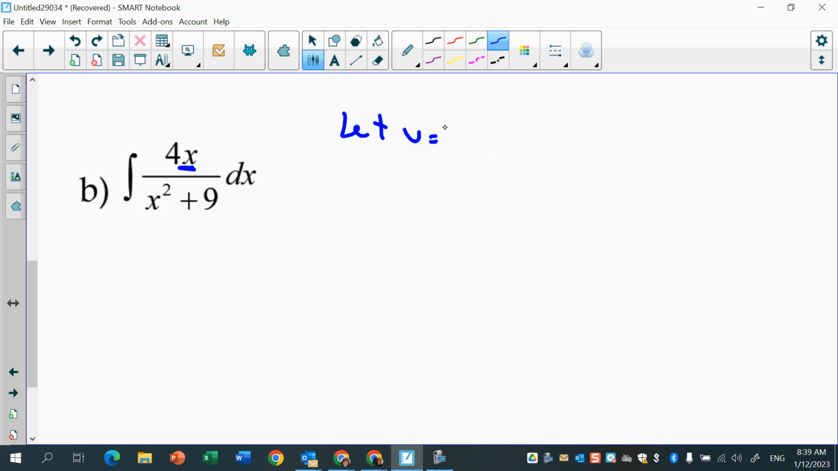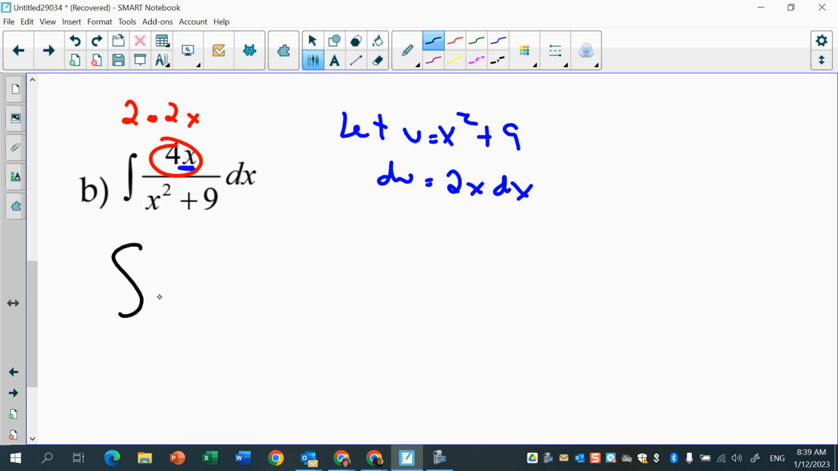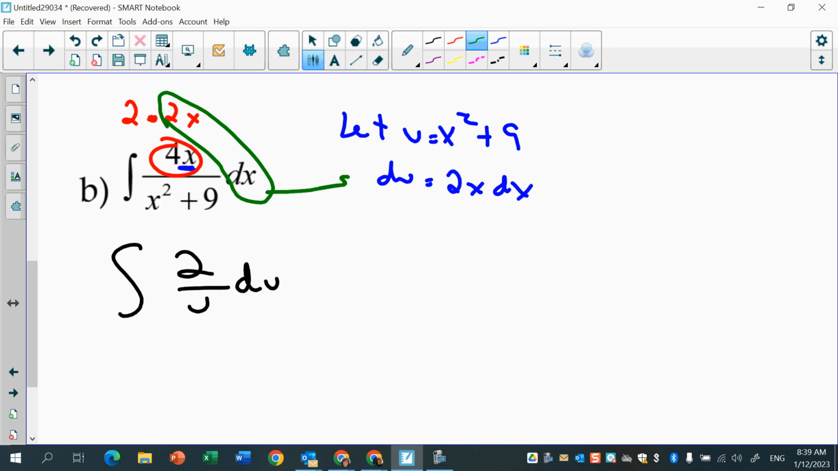Let u equal x squared plus 9. Then du is 2x dx, which I almost have. Well, I do actually have, because this 4x could actually be written as 2 times 2x, if I wanted to. Which means that I can integrate this, and I'm going to have a 2 still left over u du. And the reason why, ladies and gentlemen, is this 2x dx is du. So that's du, the 2 is still left over, and the u is on the bottom.